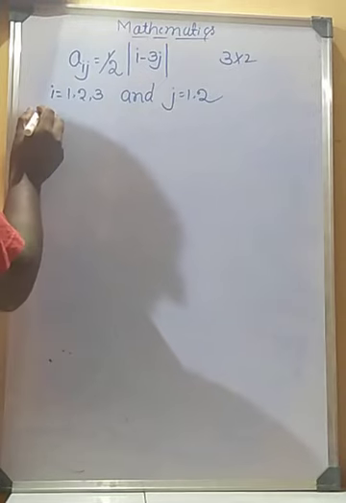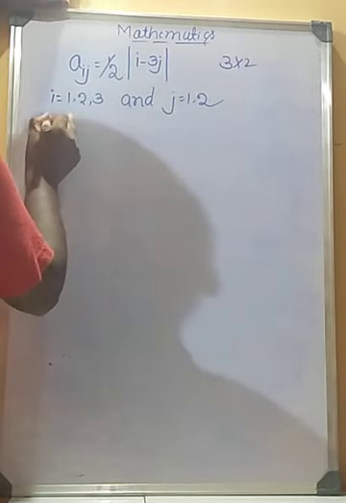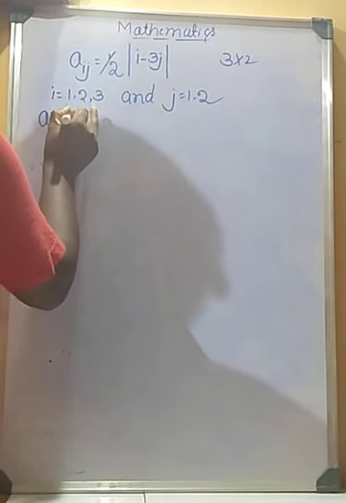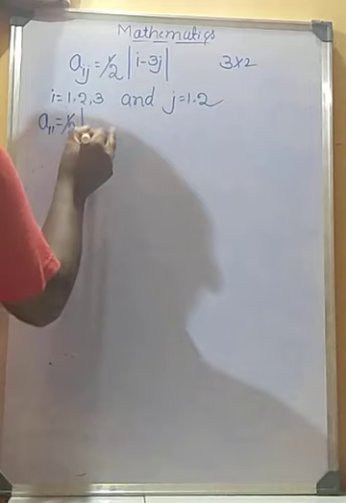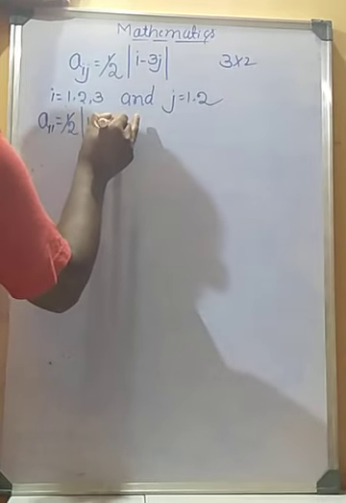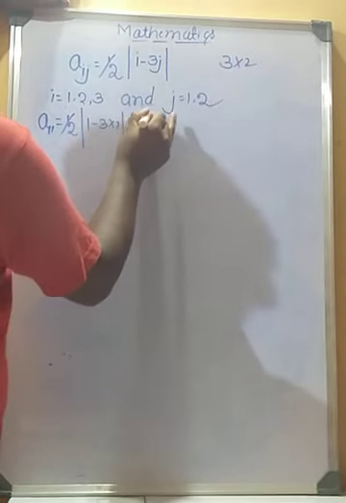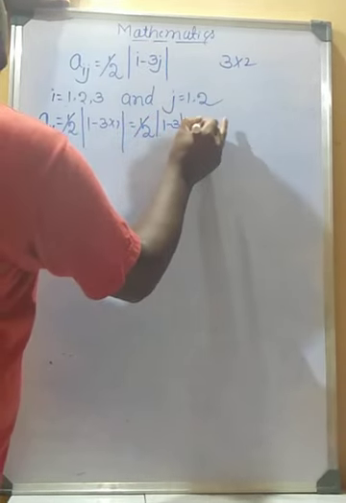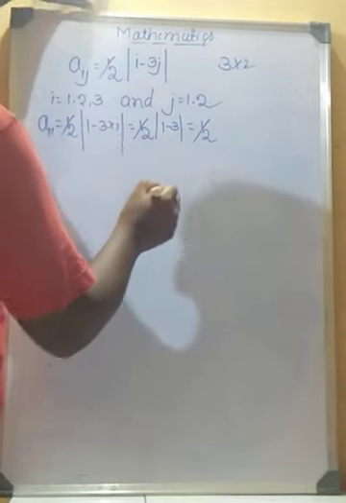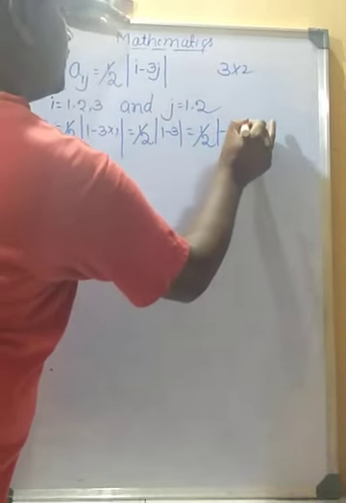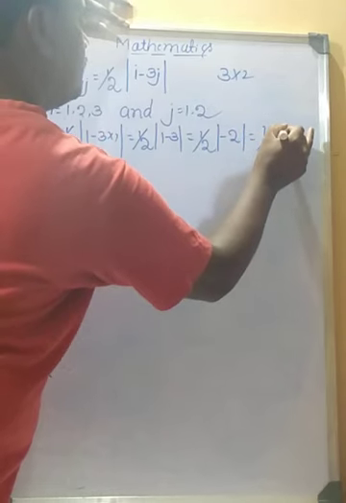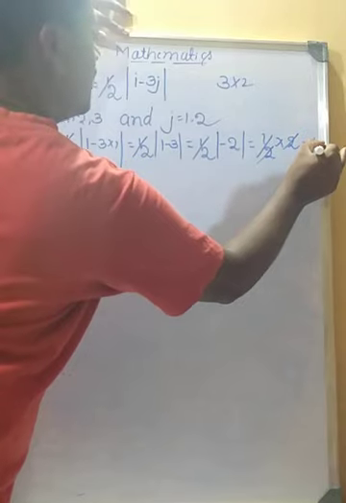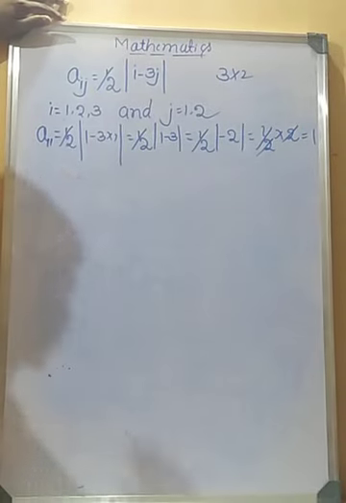So first we have to find, for 3 cross 2, A11. A11 is equal to 1 by 2 mod 1 minus 3 into 1, equals 1 by 2 mod 1 minus 3, is equal to 1 by 2. 1 minus 3 becomes mod minus 2. 1 by 2 into mod minus 2 becomes plus 2, 2 gets cancelled. A11 is 1.